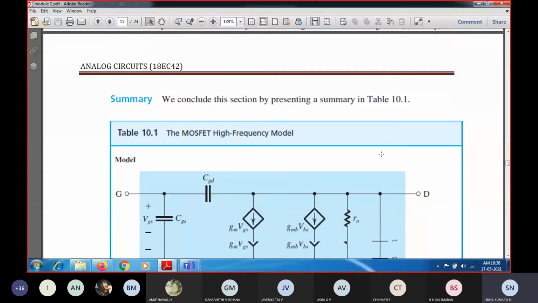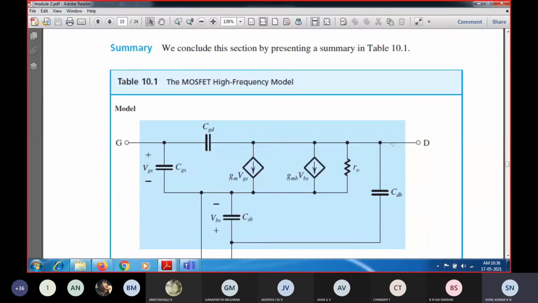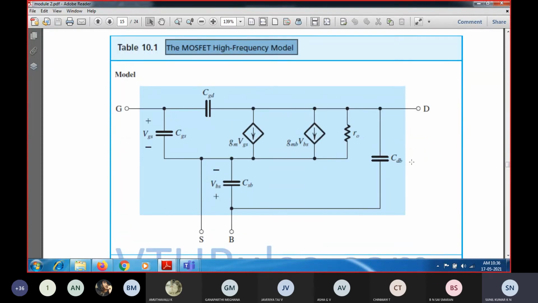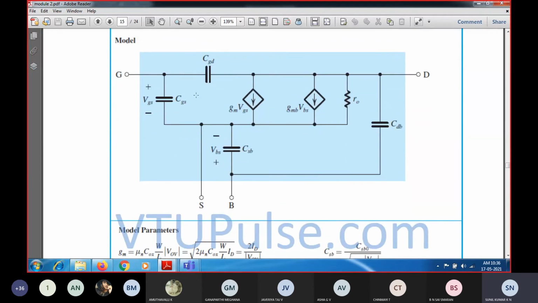So we conclude by presenting this table. What is the MOSFET high frequency model? We have tabulated it here. So this is the general model with four terminals: gate, source, drain, body. All four capacitances have been incorporated, along with the voltage across body and source, and the current source drawing the amount of current gmb times VBS has been written over here.